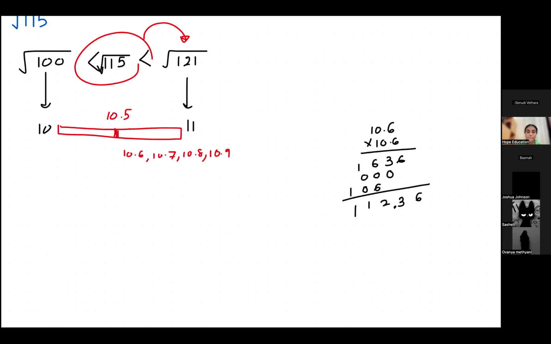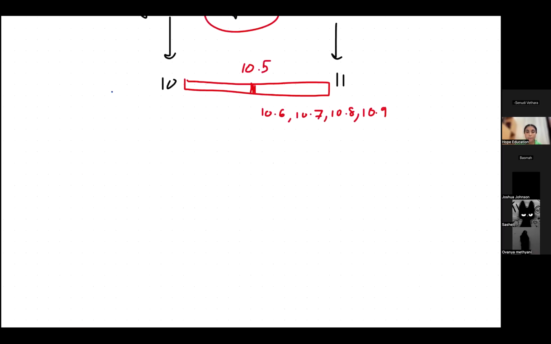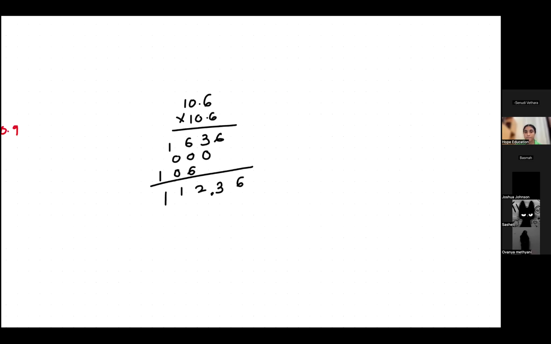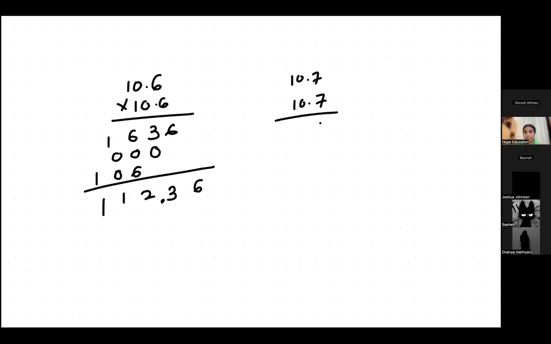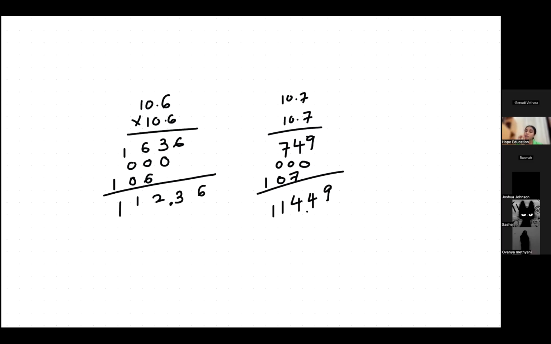Therefore, the square root of 112.36 would be 10.6. We'll try 10.7. 7 times 7 is 49. 7 times 1 is 7. 0 times 0 is 0. 1 times 7 is 7. 0. 1 times 1 is 1. So 9, 4, 7 plus 7 is 14 and 1. That is 114.49. So 10.7 multiplied by 10.7 is 114.49.